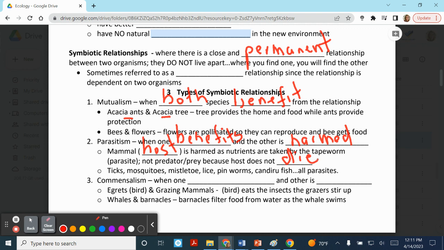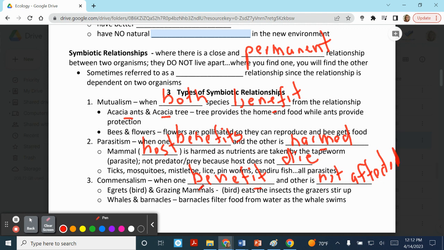All right, the last one is commensalism. In commensalism, one species out of the two is going to benefit. We've seen both benefit, and one benefits while the other is harmed. In this case, one benefits and the other is not affected. So basically, one organism just goes about its daily tasks and another organism benefits from the activities of this other organism.